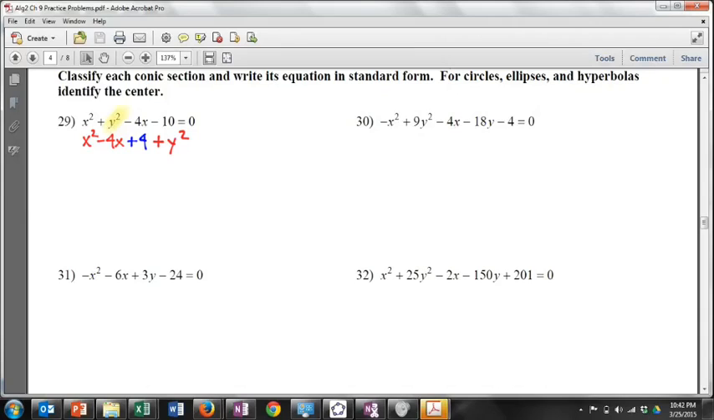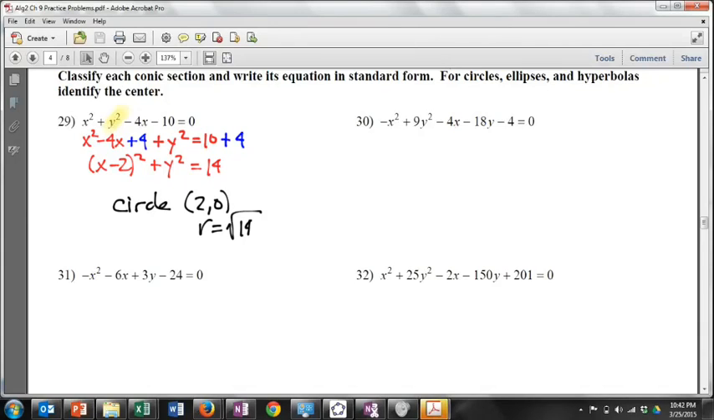Plus y squared is equal to 10. And I need to keep my equation balanced, so I add 4 to both sides. So I get x minus 2 quantity squared plus y squared is equal to 14. I could divide everything by 14, or actually, I could just leave it like this. In fact, I will. This is a circle. My circle equation. And the center is at 2, 0. And we could even say the radius is the square root of 14. Okay, next one.